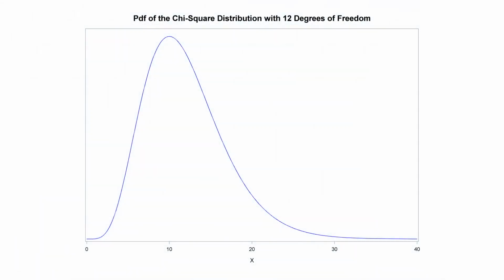And so this is the PDF, the probability density function, of the chi-square distribution with 12 degrees of freedom. And you'll recall that 12 degrees of freedom is the number of degrees of freedom for error in our ANOVA table. And so if the model assumptions are correct, then this is the sampling distribution of the MSE. This is the sampling distribution of sigma hat squared.